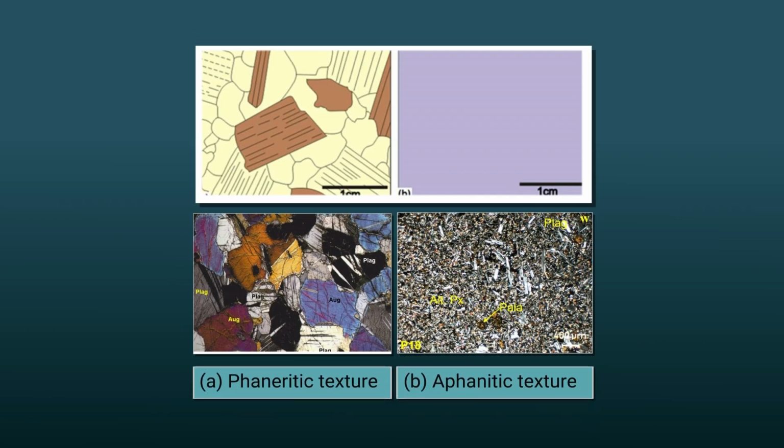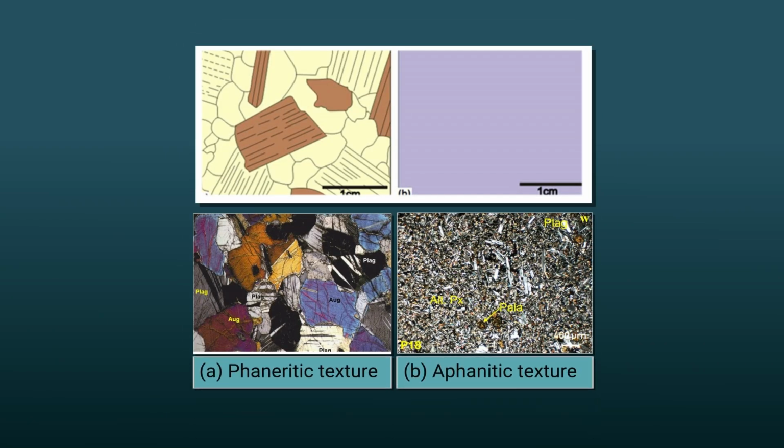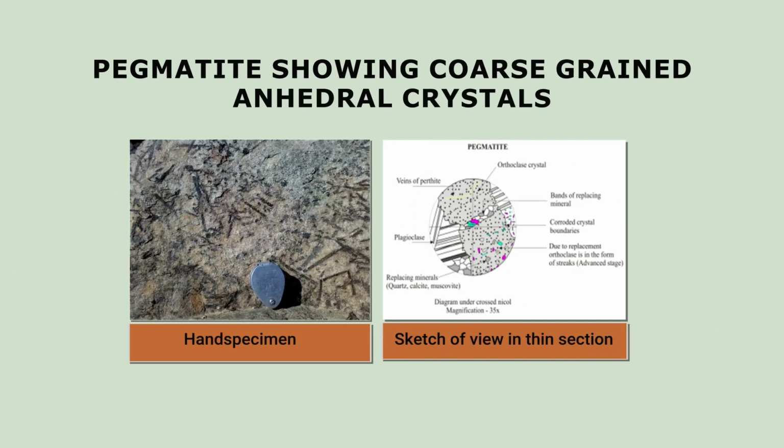Now I am showing you phaneritic and aphaneritic rocks. On my left-hand side, you have a phaneritic texture with very coarse-grained crystals of augite and plagioclase. They can be seen, big-size crystals. But on the right-hand side, you have an aphaneritic texture where plagioclase crystal size is very small, and a similar slide is shown with the help of hand sketches on the top. The second slide shown here is pegmatite, showing coarse-grained anhedral crystals. You can see a single grain covering almost 60-70% of the view of the slide in the sketch of a view in thin section. And on the left-hand side, you have a big crystal in hand specimen that can be seen.